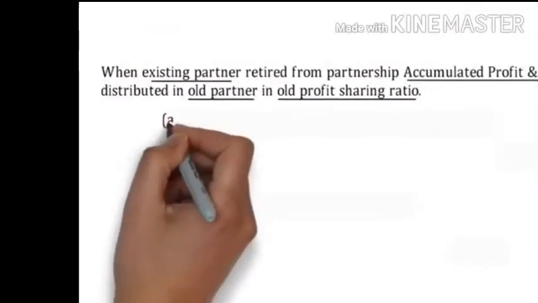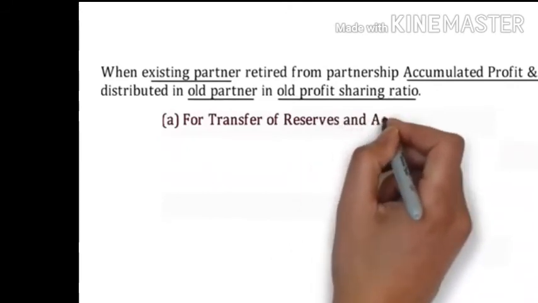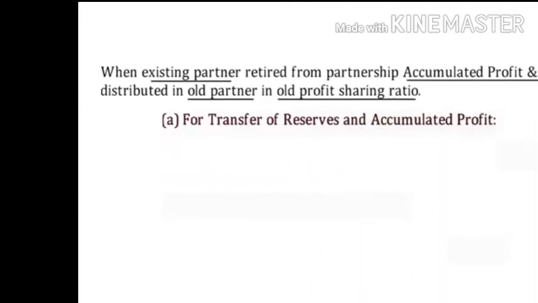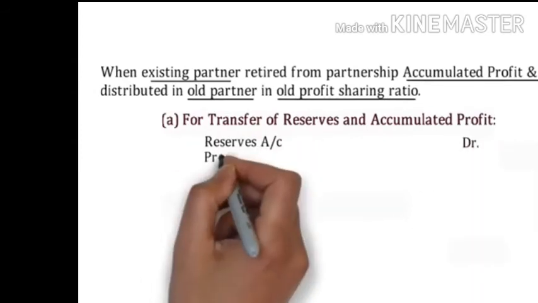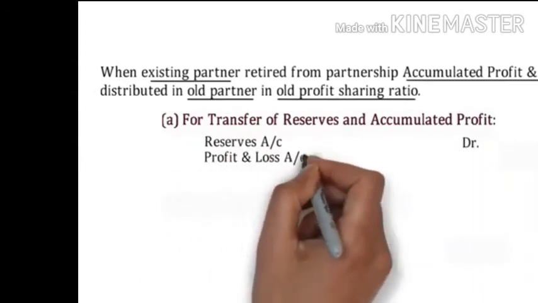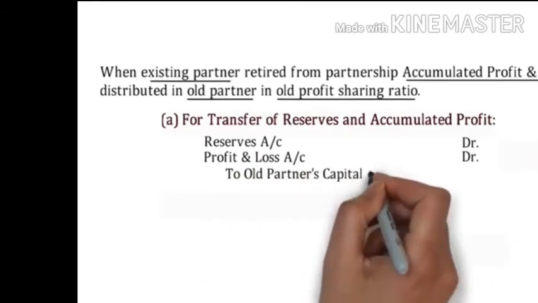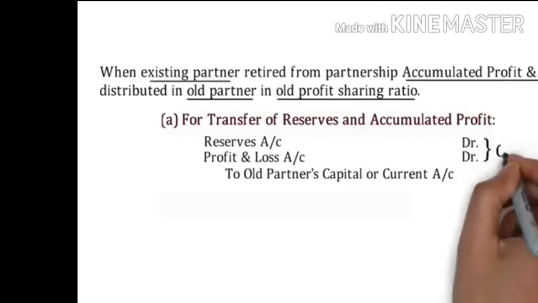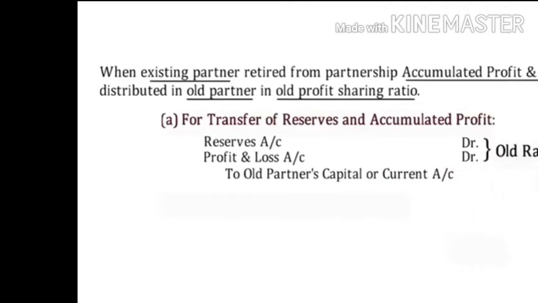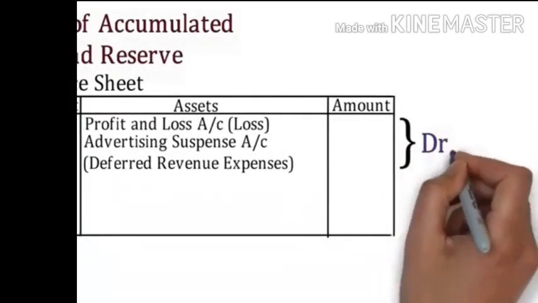When we distribute that, we have to debit. For the transfer of profit and reserves, the entry is: general reserve account debit, profit and loss account debit, or other reserves account debit to all partners' capital account, or we can say all partners. All partners means those who were in the business during continuation. So reserves account debit, profit and loss account debit to all partners' capital account.